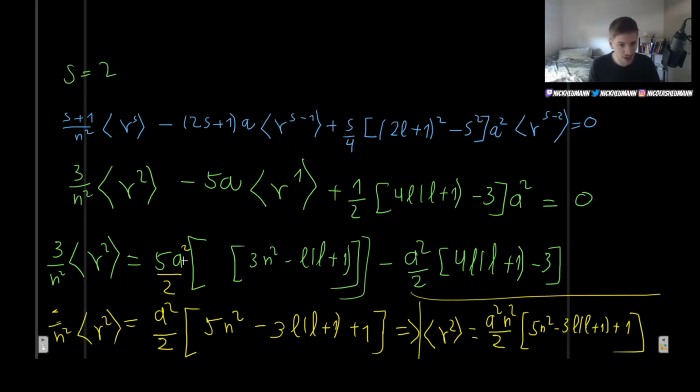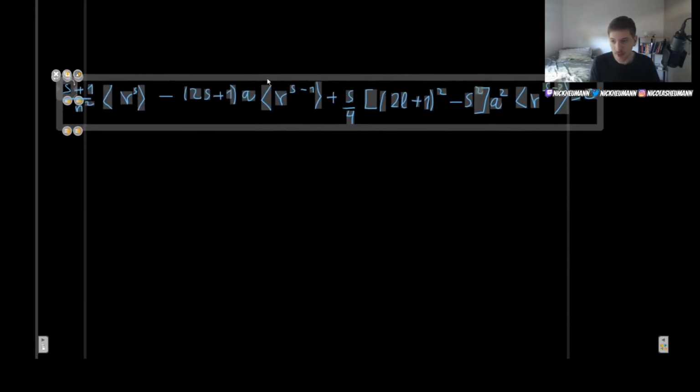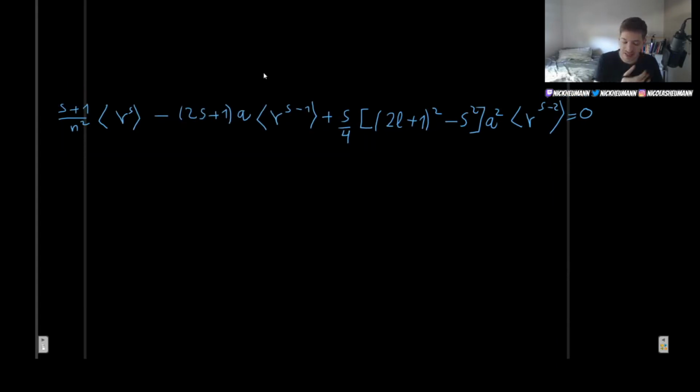Great. Now let's do this one more time for s equals 3. So what we are seeing here is that every time we plug in s equal to something, we get a nice formula that is actually quite easy to solve for the expectation value of r. That would be a very annoying integral if we didn't have this. But the Kramers relation makes it very easy as long as we have the information of other expectation values. So let's see our final case, which is s equals 3.